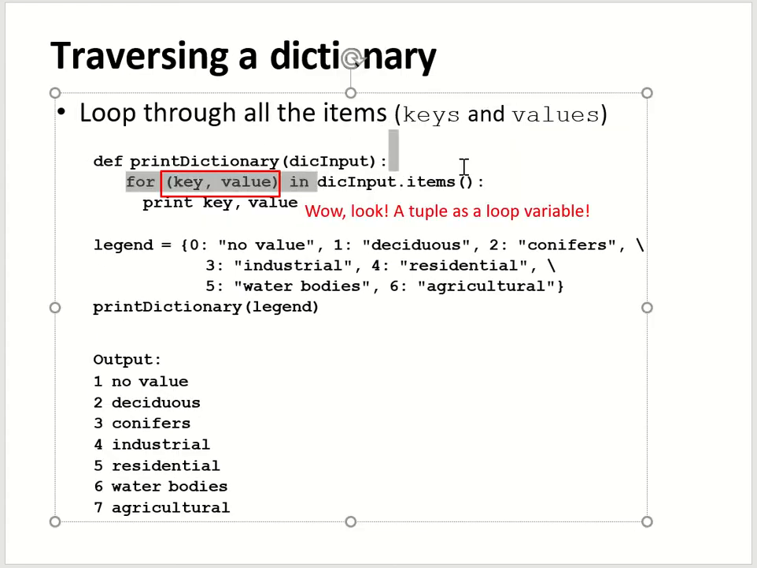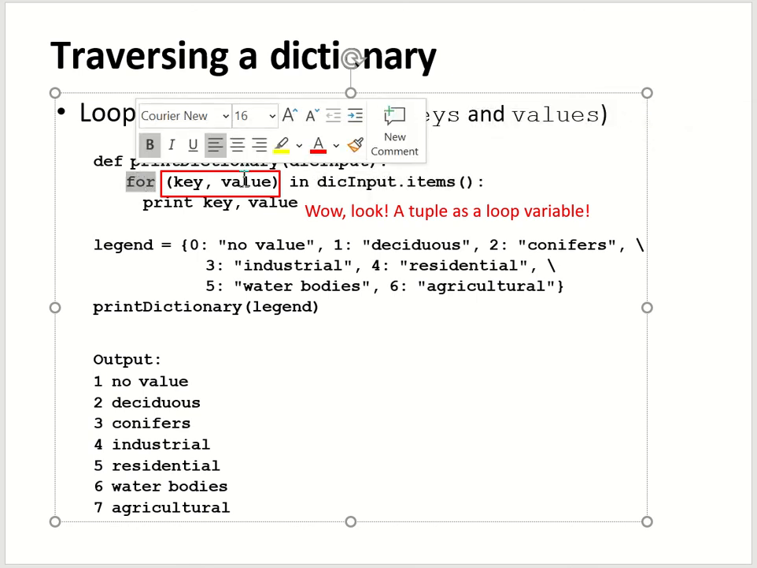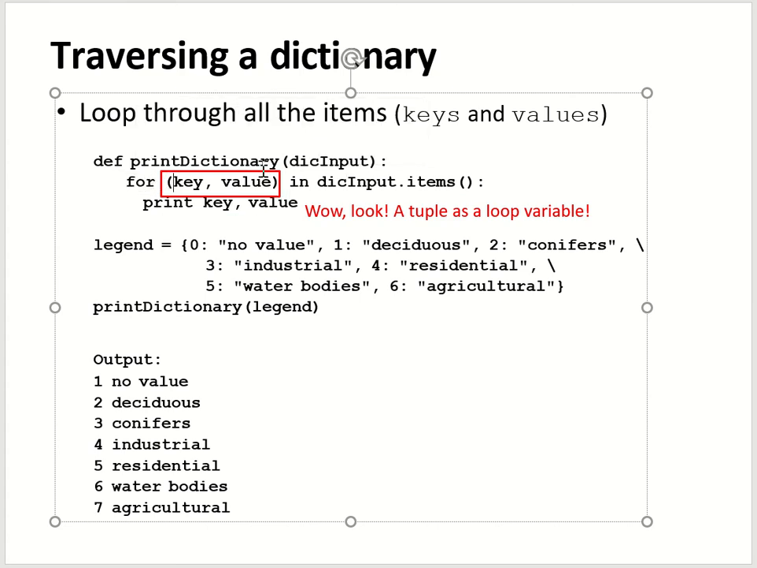And if you call the .items method, remember that's a list of tuples, you can loop through those using a tuple as the looping variable. So for (key, value) in the dictionary.items. So this whole thing is a list, so it can be looped through using a for loop. But it's a list of two-item tuples. So that's the structure of the looping variable. Print then the key and then the value. So you can get the entire legend information printed out.